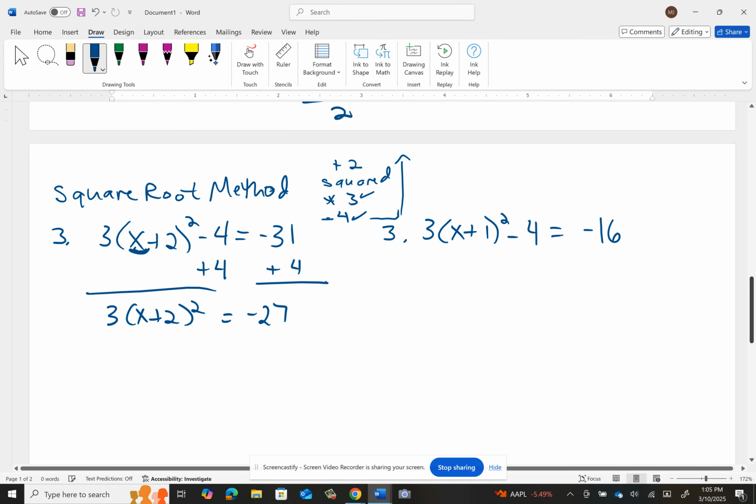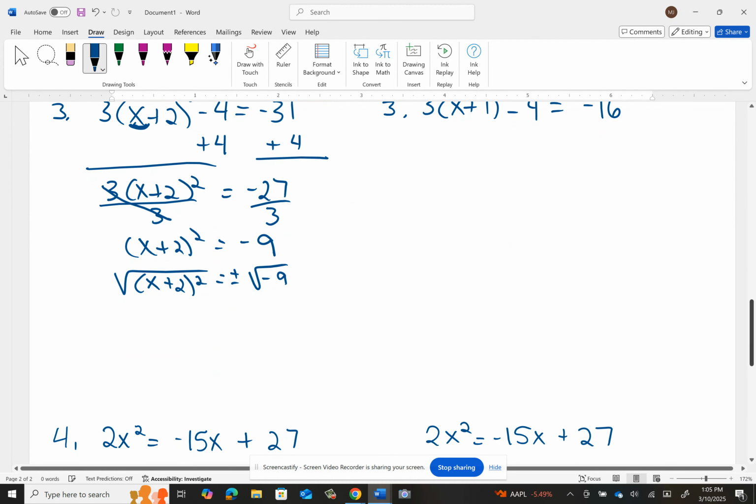Now the opposite of multiplying by 3 would be dividing by 3. Okay, so that's going to give me the x plus 2 quantity squared equals negative 9. Okay, now to undo squaring, I'm going to square root. When you do, make sure that you think about how there are 2 square roots to any number. Okay, so you need a plus or minus out in front of that. Now you did the square root because it undoes squaring. So that's going to be x plus 2 equals plus or minus 3i.